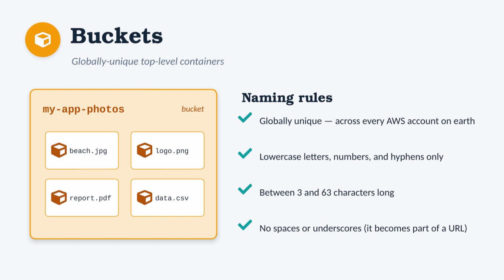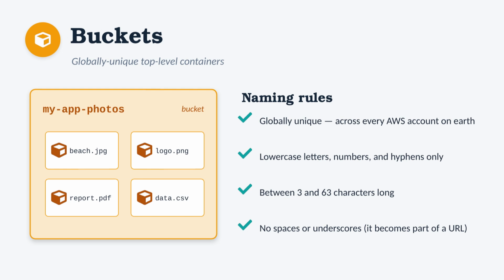A few rules worth knowing about buckets. Bucket names have to be globally unique, and I mean globally. Not just unique in your account, but across every AWS customer on the planet. So if someone, somewhere already has a bucket called photos, you can't have it too. Names are also lowercase, between 3 and 63 characters, and can't use spaces or underscores, because behind the scenes, a bucket name becomes part of a web address.